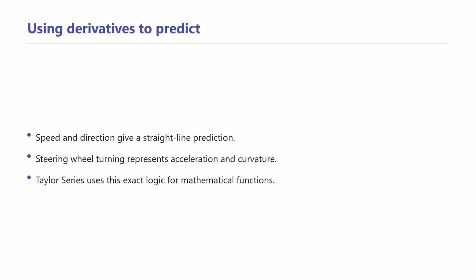Now that we have our position and straight line direction, how do we predict the curves? If you want an even better guess, you would feel how the steering wheel is turning. This turning represents your acceleration, allowing you to predict a curved path. This is exactly what a Taylor series does in mathematics. It takes a complicated, winding mathematical function and predicts its entire shape just by looking at its position, its slope, and its curves at one single starting point. By gathering more and more information at that one spot, we can map out the entire journey.